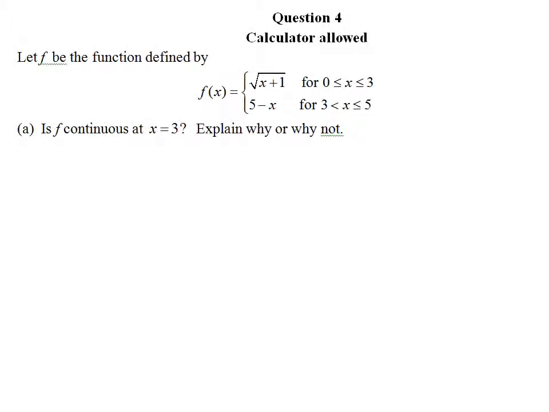In problem 4, we are given a piecewise defined function with a breakpoint at x equals 3 where the function rule changes. We are asked to determine if the function is continuous at x equals 3. Each of the two branches of the piecewise function consists of a continuous function, so the only question is about the continuity of the piecewise function at x equals 3.